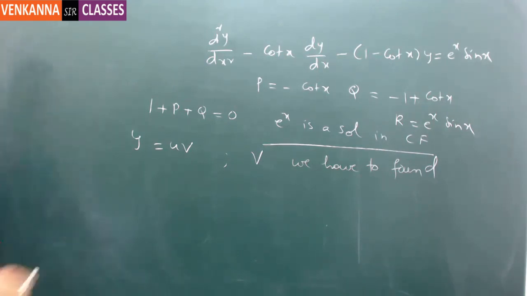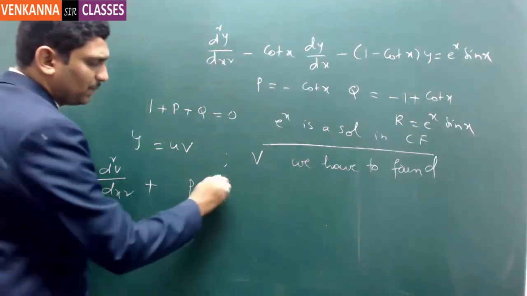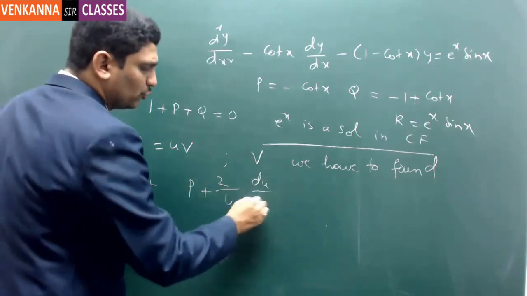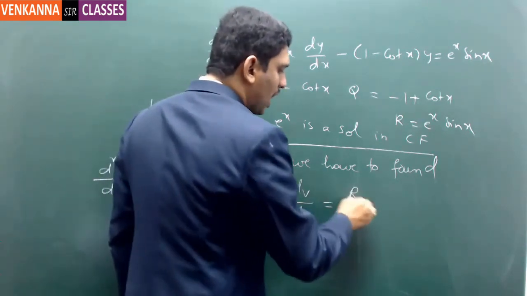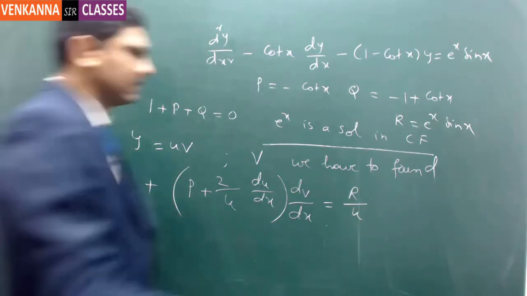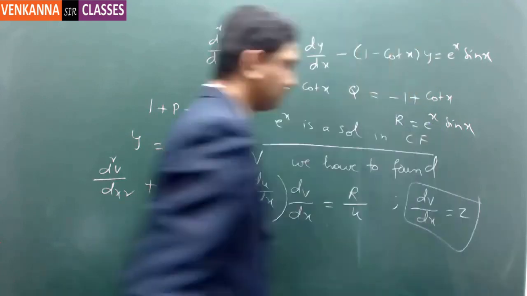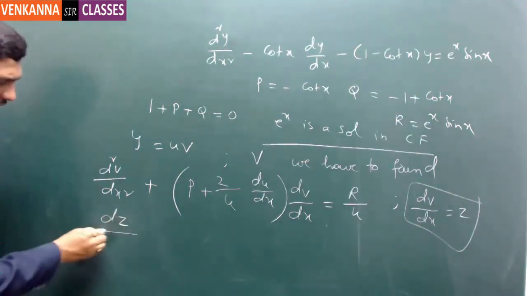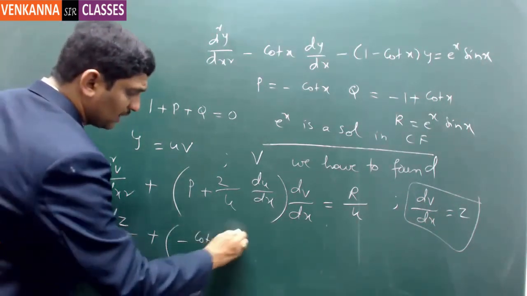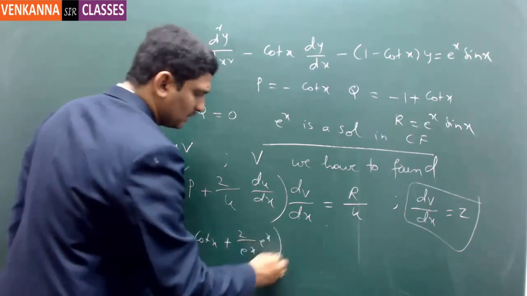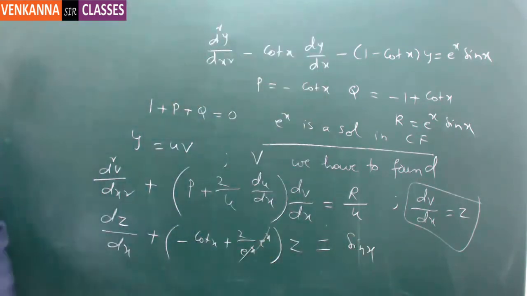So straight away apply the formula d square v by dx square plus p plus 2 by u into du by dx of dv by dx is equal to r by u. And let us take dv by dx is equal to z for convenience. This gives dz by dx plus p, which is minus cot x, plus 2 by e power x into e power x, of z is equal to sin x. All of you accepted?